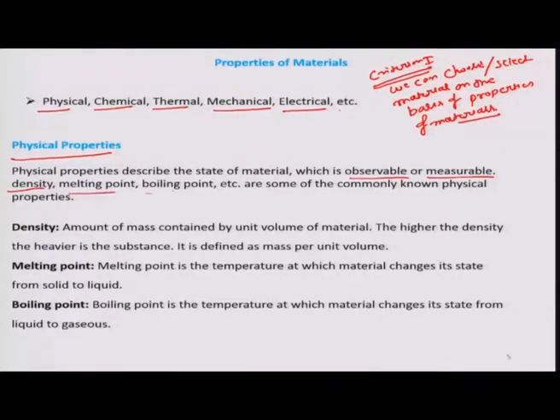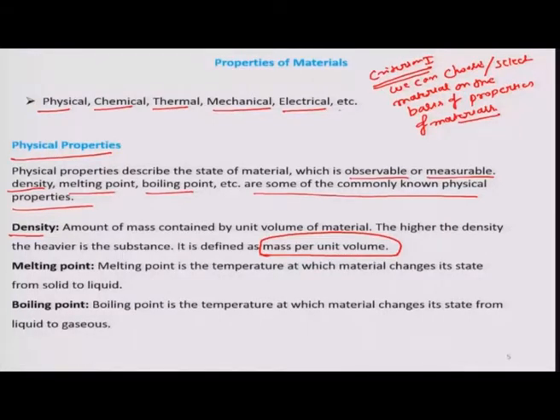Density, melting point, boiling point, etc. are some of the commonly known physical properties. Suppose that density. What is density? Density of any material can be defined as mass per unit volume. Okay. And it is the amount of mass content per unit volume of the material.